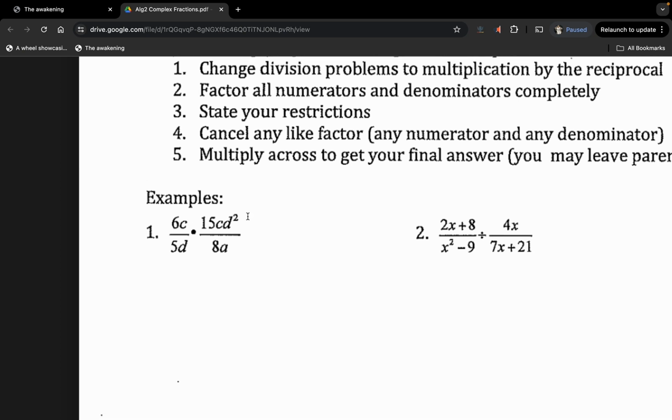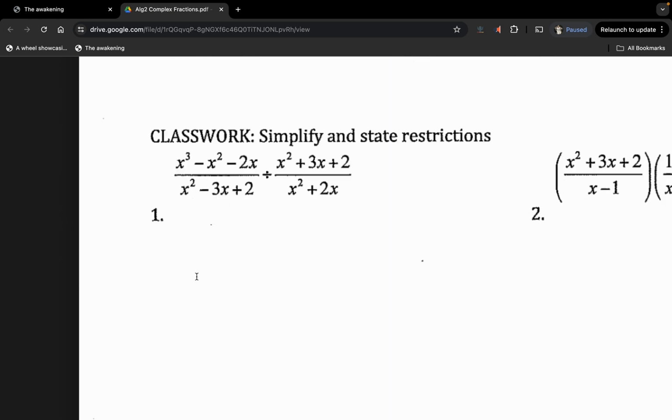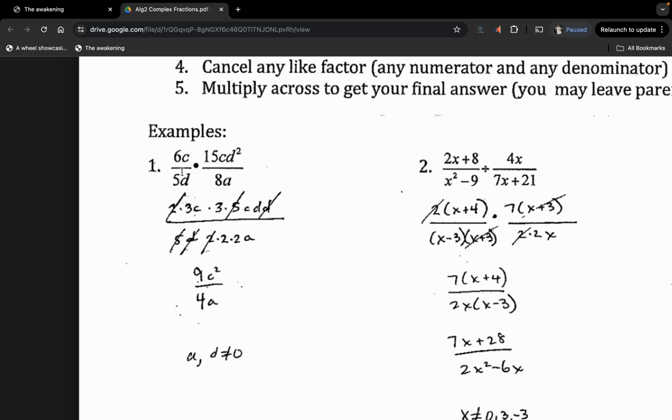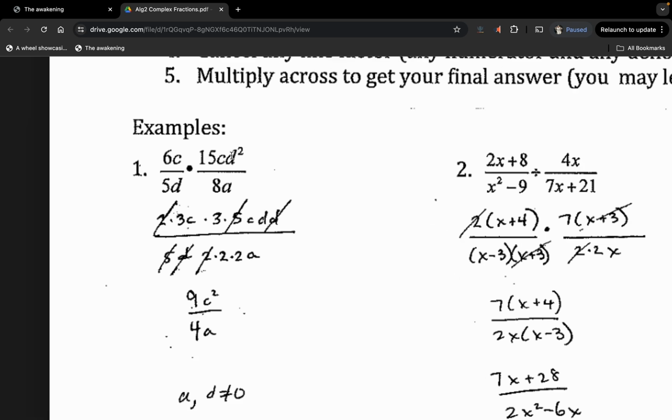Factor all numerators and denominators completely. So we don't have to do that, but something we could do if we go down to the work section is we could just break this down for our own simplicity. So we know 6 is made up of 2 and 3, and 15 is made up of 3 and 5. And then, of course, those variables we just have a C there, a C here, and 2 D's here, because at the top you can see that this is D squared. And you can do the same thing for the bottom. Can't break down anything about 5, but there's a D. And 8 we know is really just 2 cubed, so that's a way to do that.